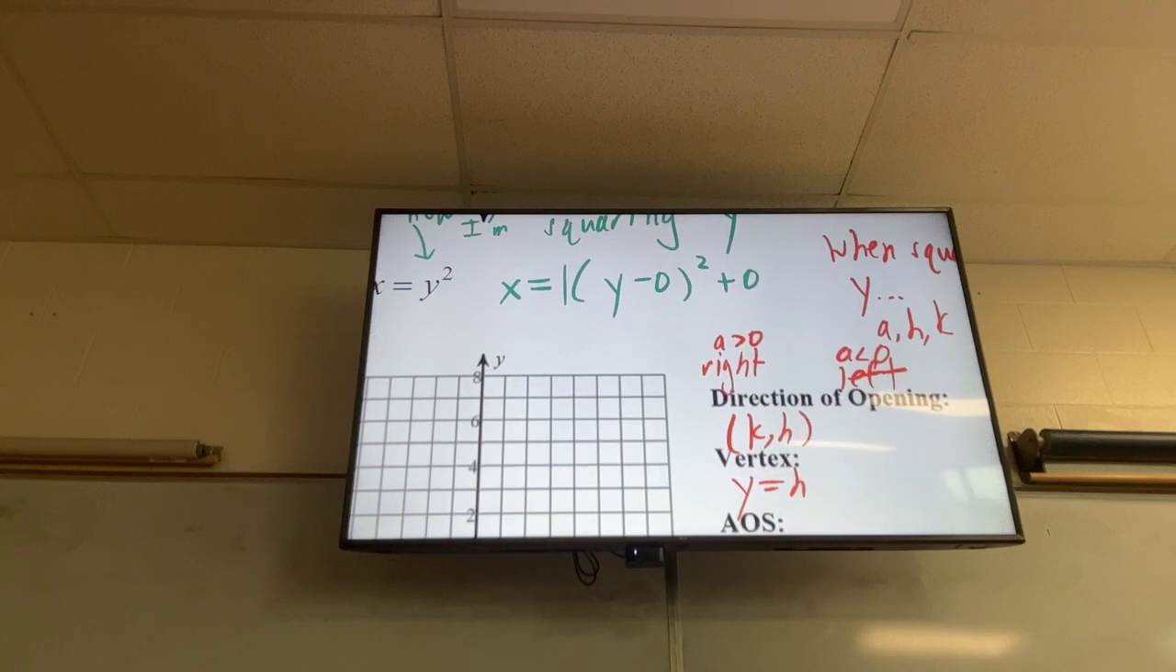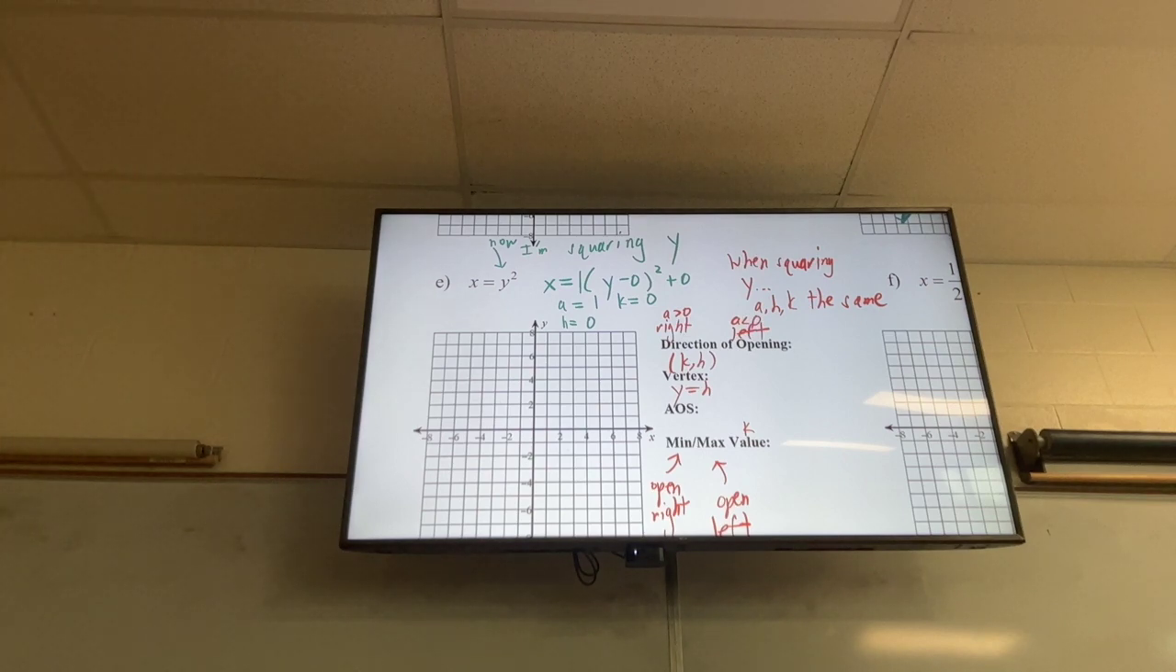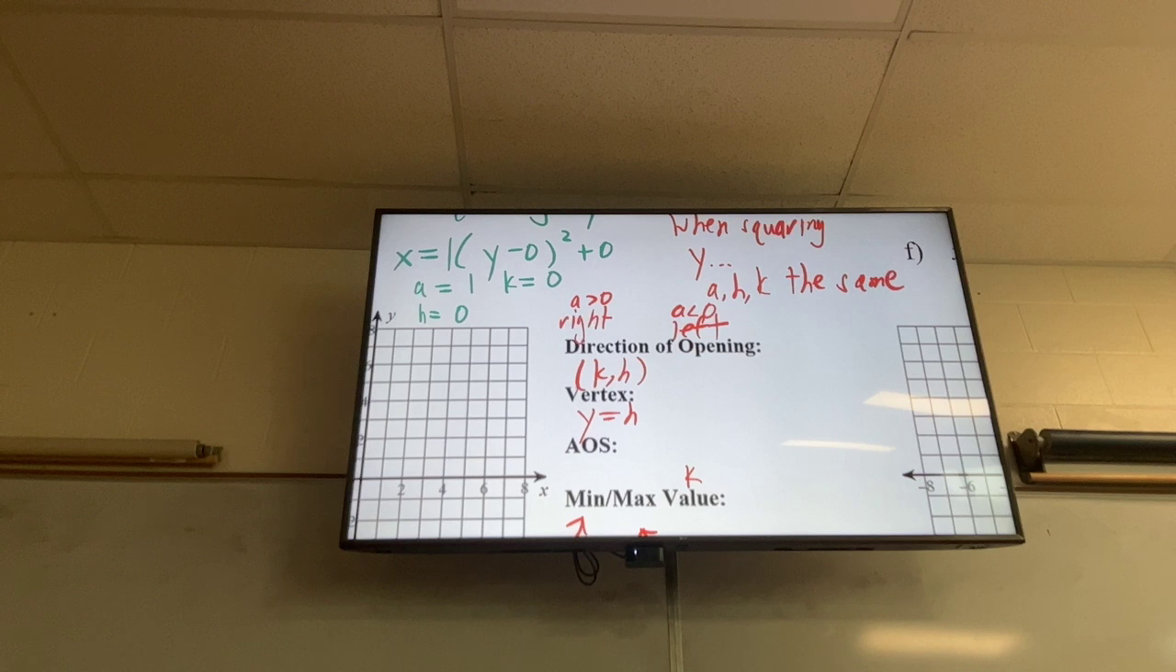What's my A here? 1. What's my H? 0. K is what? Okay, so you just got to keep everything straight in your head, okay? It's a lot of memorization. What's my direction of opening here? It's going to be to the right.